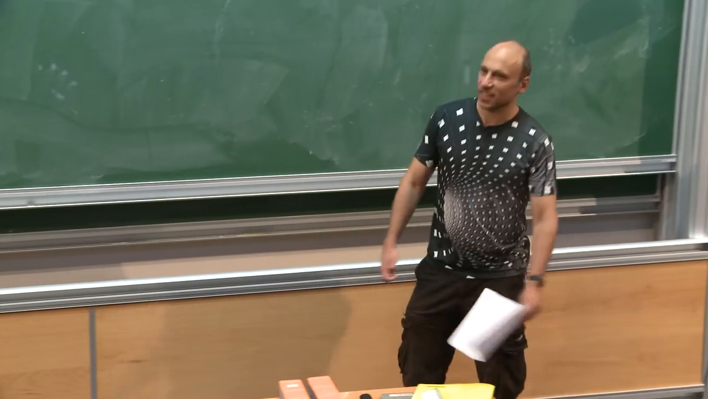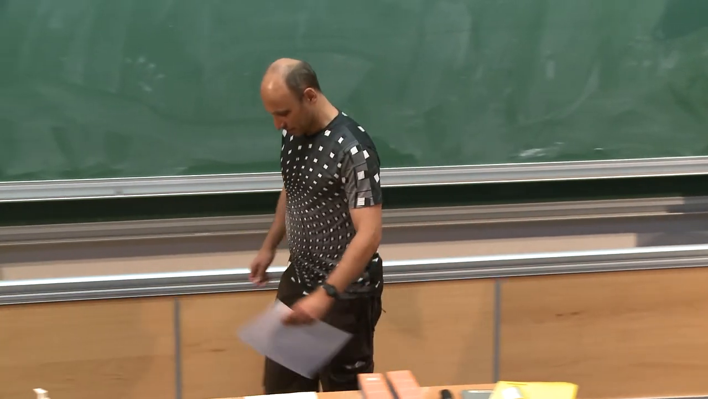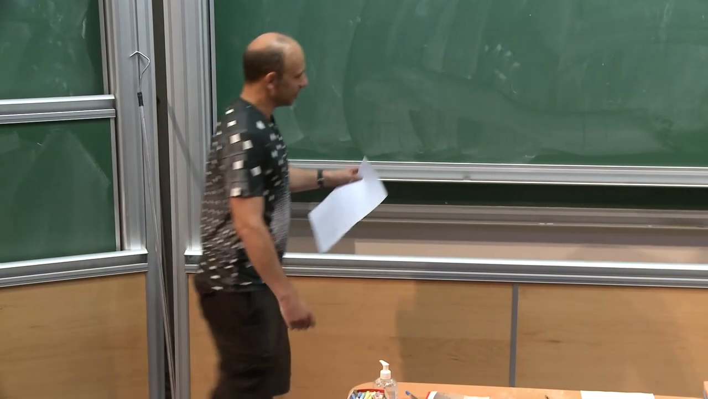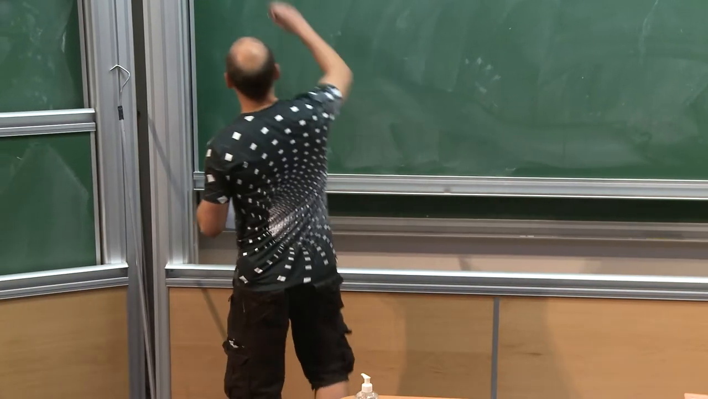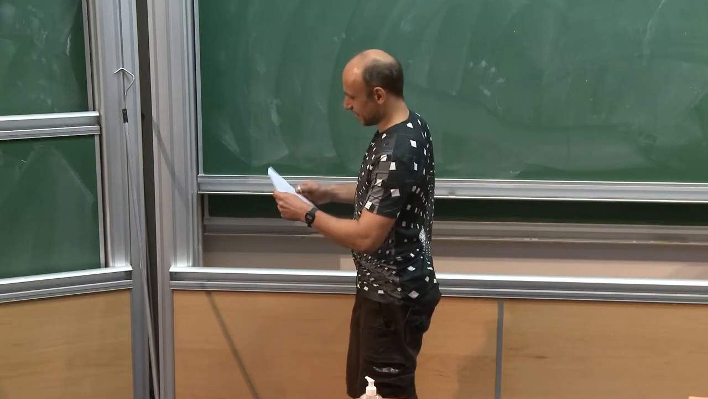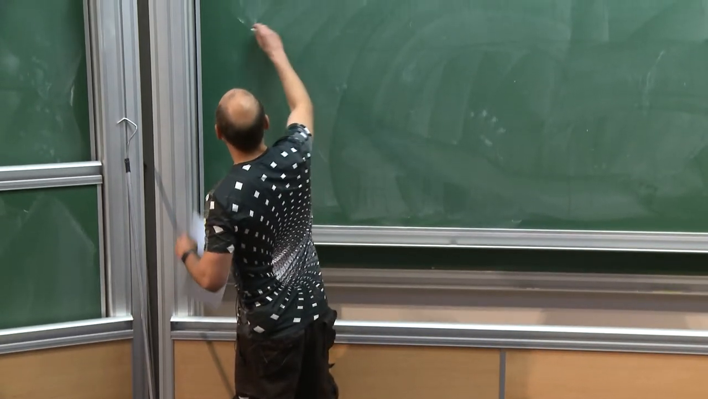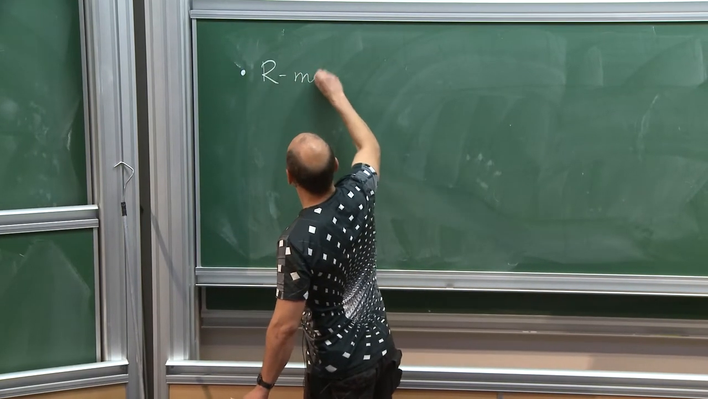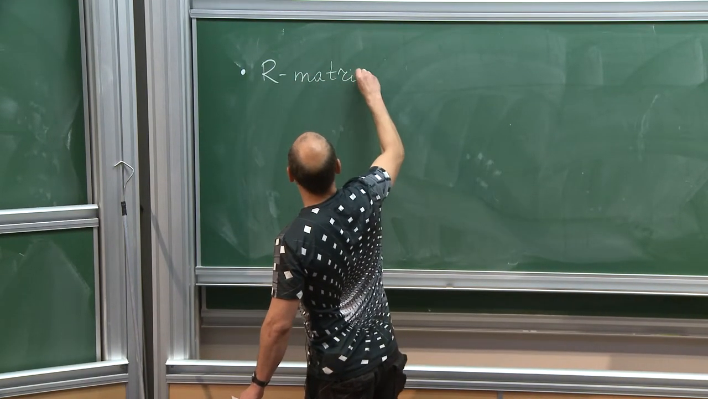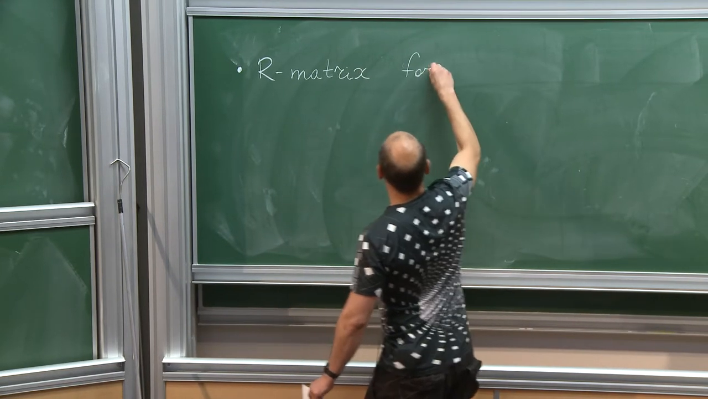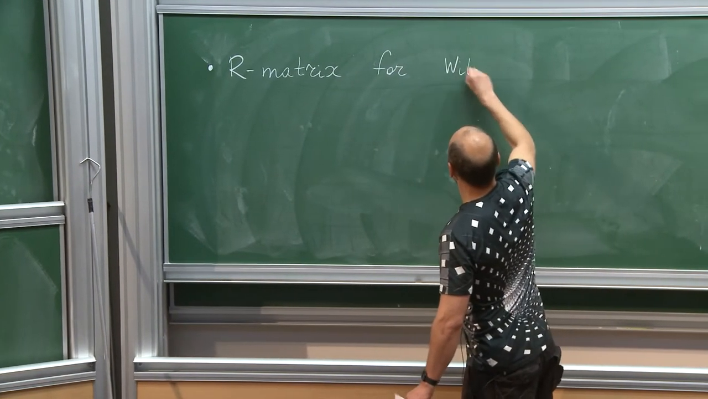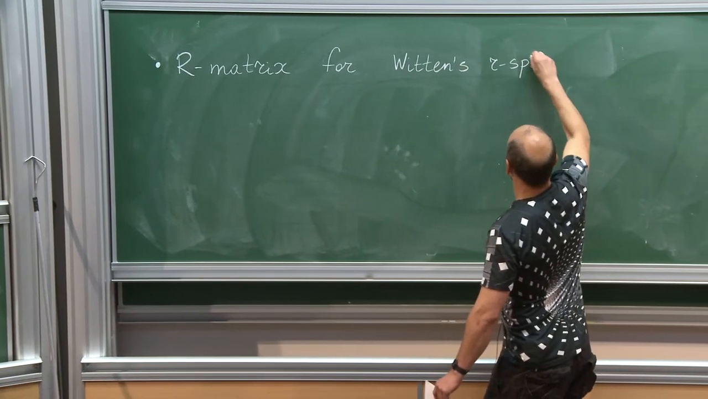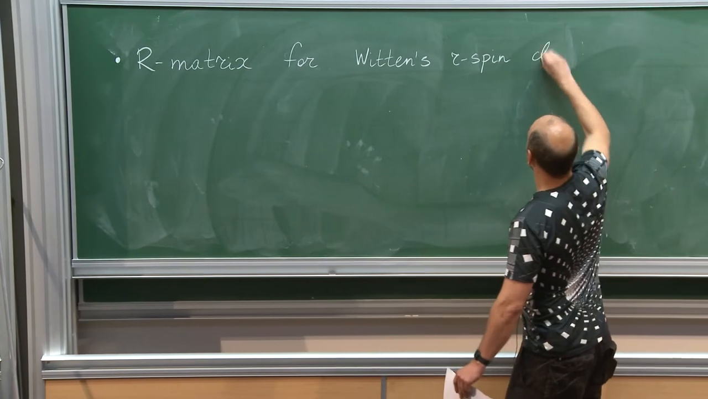Okay, so I'll start with the punchline, the summary of the talk. There will be some new words that I will introduce, but the result can be formulated very quickly. So there are three things. One is Givental's R matrix for Witten's R-spin class. Witten's R-spin class, and I'm counting the words that I will have to explain.